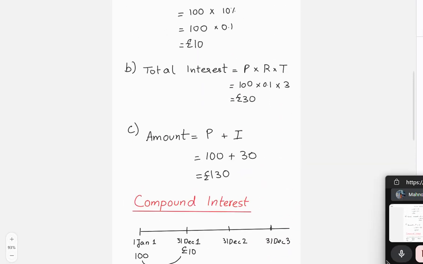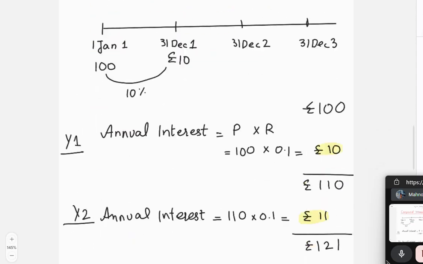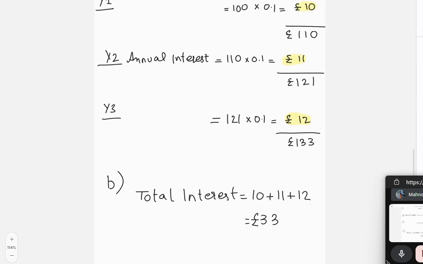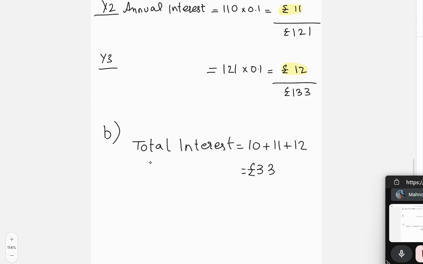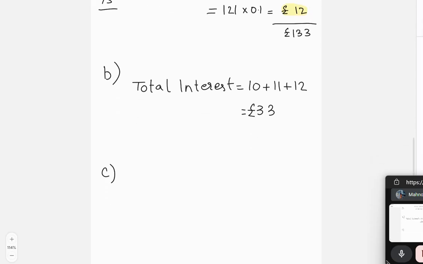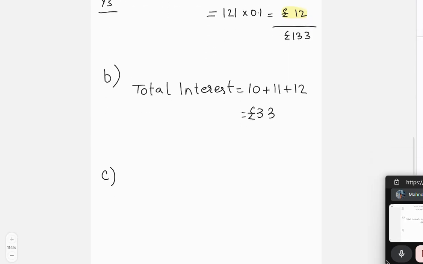And now, what does part C say? It says, how much money will she have at the end of her investment? Okay, so I told you the formula for annual interest, you cannot use the same formula here. You cannot use the formula for total interest here, the one that you use in compound interest. Now, the formula for amount. We will be learning the formulas at the end. For now, I'm just going to explain how we work out the amount here.